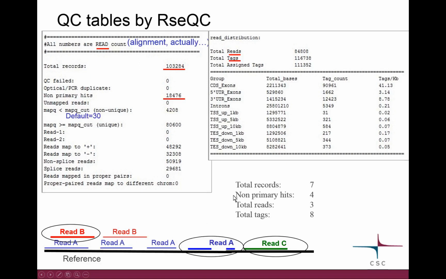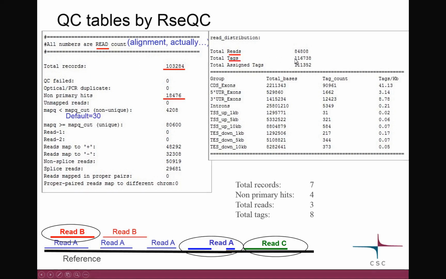Okay, I hope this is not too confusing. But just remember, this is the alignments, the total number of alignments. These are the non-primary ones. And this is the number of reads, a similar number to what you saw in the FastQC plot. And then this is the number of tags. So when reads are split in the junctions, that's when you count them as 2 or more.